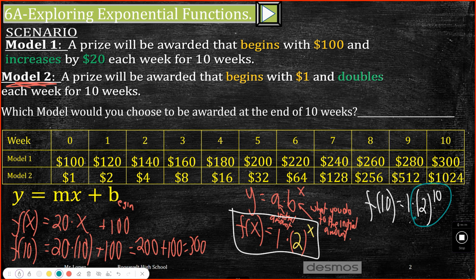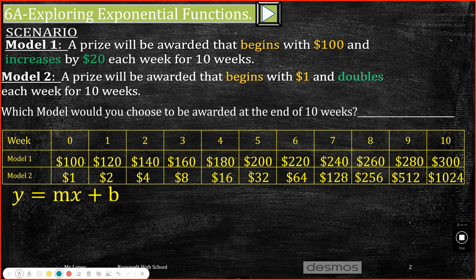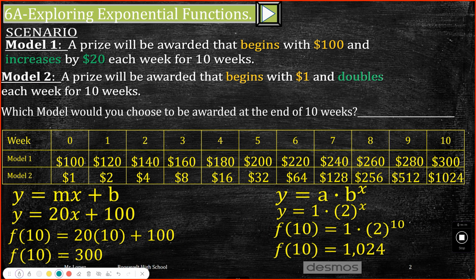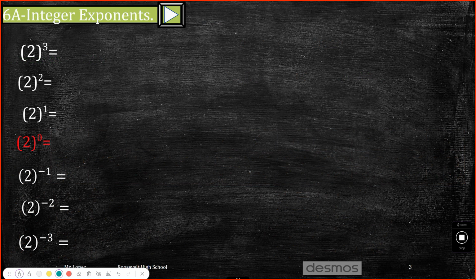So now, whenever you have a formula, you can get any value, and so it's better to do it with a formula than with the table. All right, go ahead and copy this down. We're also going to practice how to quickly evaluate repeated multiplication of numbers.